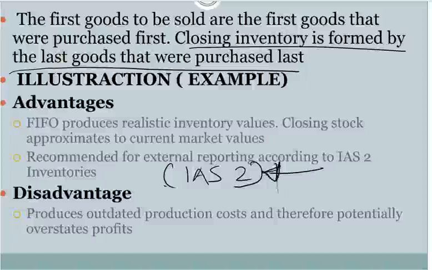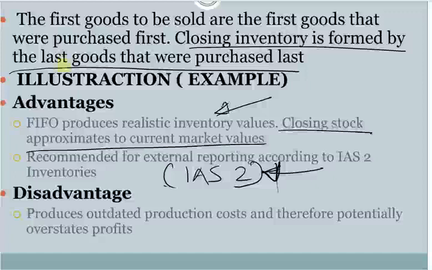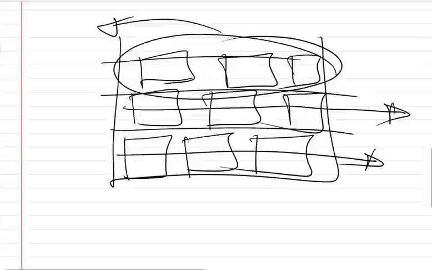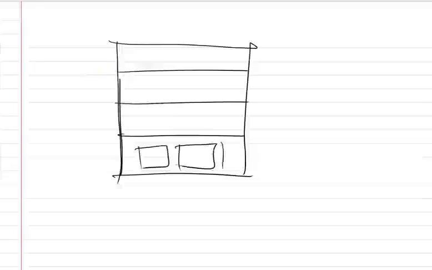The other thing is FIFO produces realistic inventory value. That means closing stock is approximate to the market value. So what this means is, we say that it's first in, first out. So I'm going to draw, so these are different days of purchasing items. So you have our items like this.